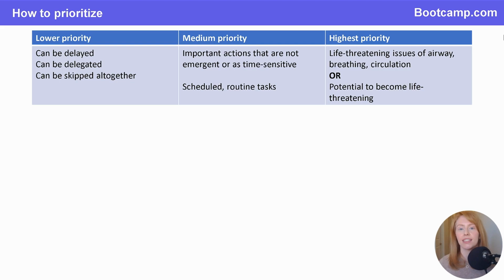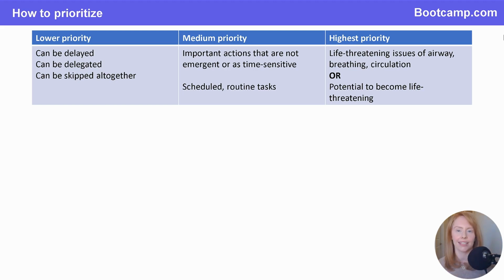So you've probably heard many different frameworks for how to approach prioritization, like Maslow's hierarchy of needs and your ABCs. I like to keep it simple and really consider what are those highest priority actions compared to my medium and my lower priority actions. So your highest priority issues are always going to be life-threatening issues of airway, breathing, or circulation, or anything that has the potential to become a life-threatening issue of airway, breathing, or circulation.